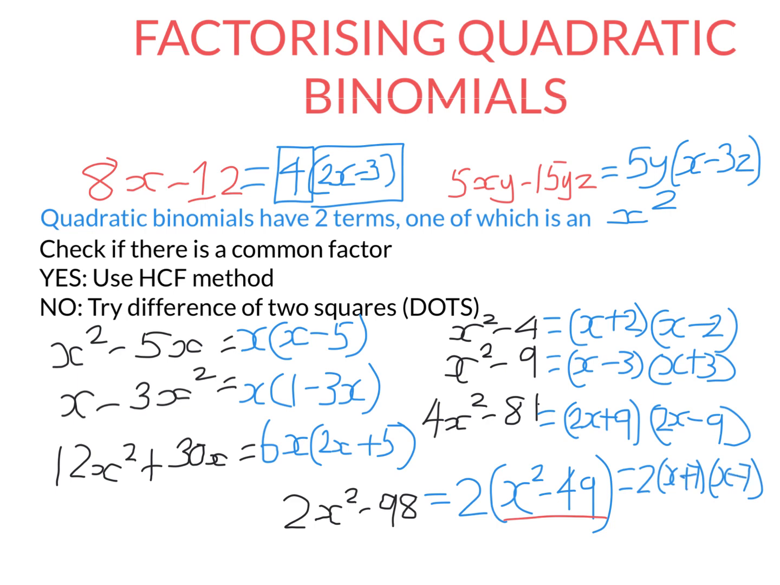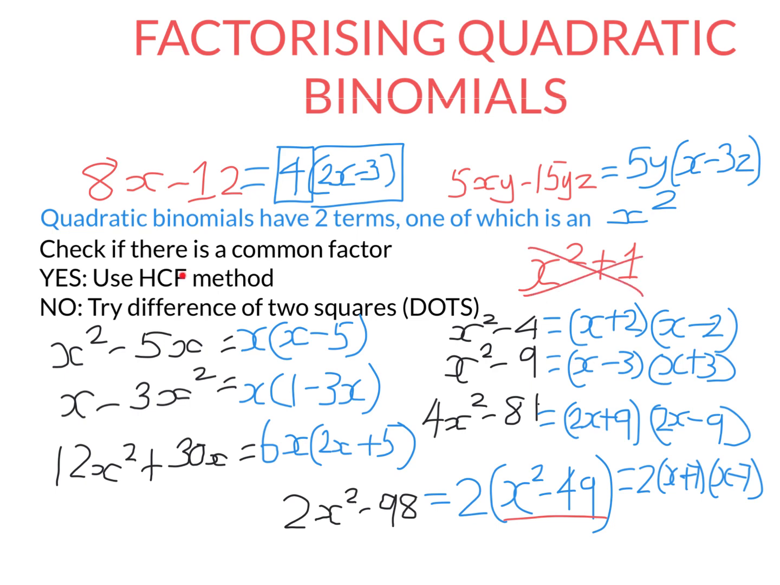So if you can't use highest common factor, you try difference of two squares, but it won't always work. If you have an expression like x squared plus 1, that actually cannot be factorized. These two terms have no common factor, so I can't use HCF. But this is not the difference of two squares, it's actually the sum of two squares. Difference means minus. So x squared plus 1 actually can't be factorized.